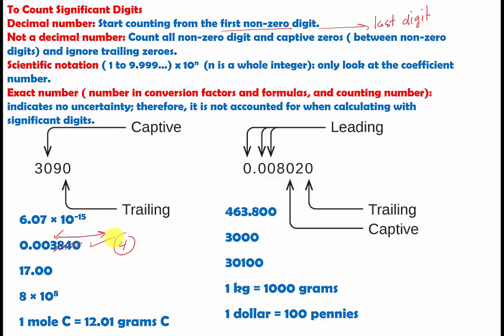Let's look at another decimal number. Here we have 17.00. Our first non-zero is at the 1, and we start counting to the very end, which gives you also 4 significant digits.